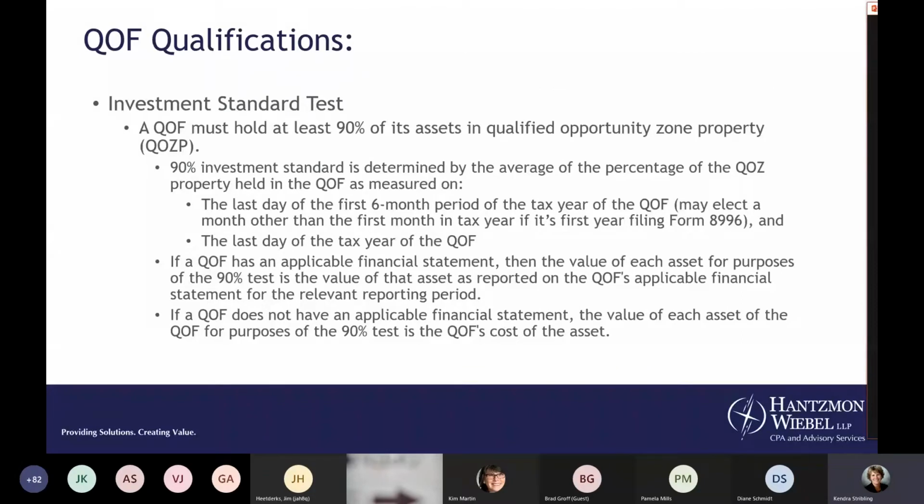The QOF qualifications can be a bit complicated, but generally, a QOF must hold at least 90% of its assets in qualified opportunity zone property. The 90% investment standard is determined by the average percentage of the qualified opportunity zone property held in the QOF as measured on the last day of the first 6-month period of the tax year and the last day of the tax year of the QOF. The value used for the asset test depends on whether the QOF has applicable financial statements or not.